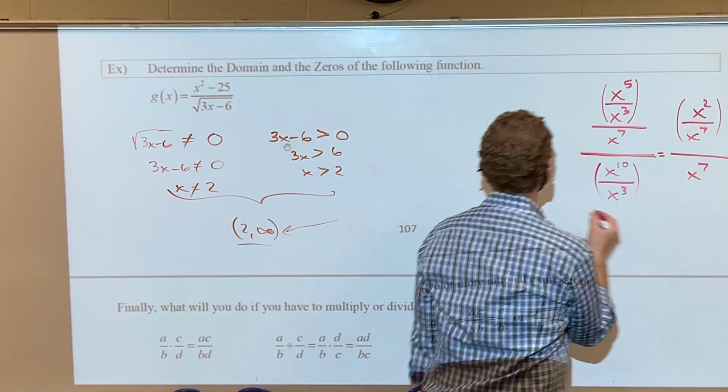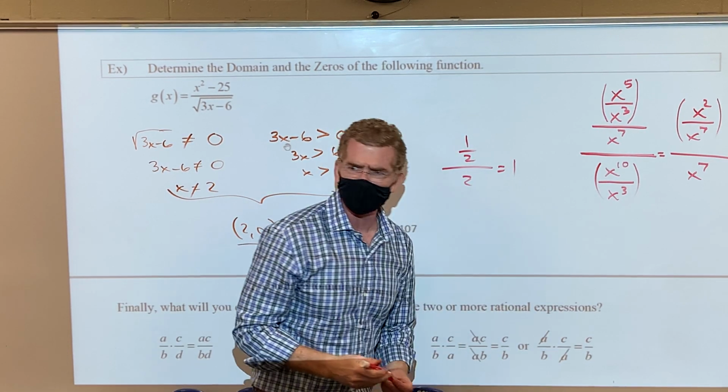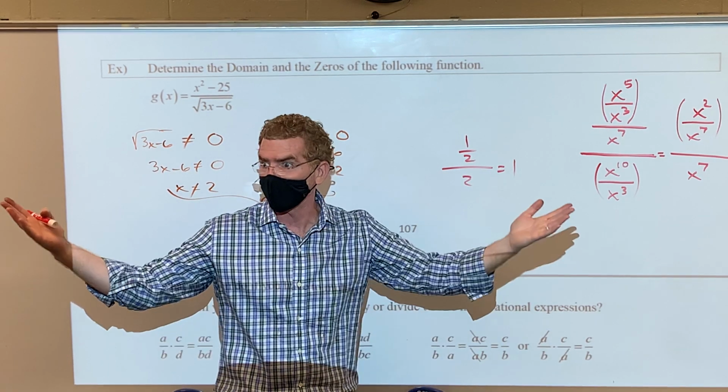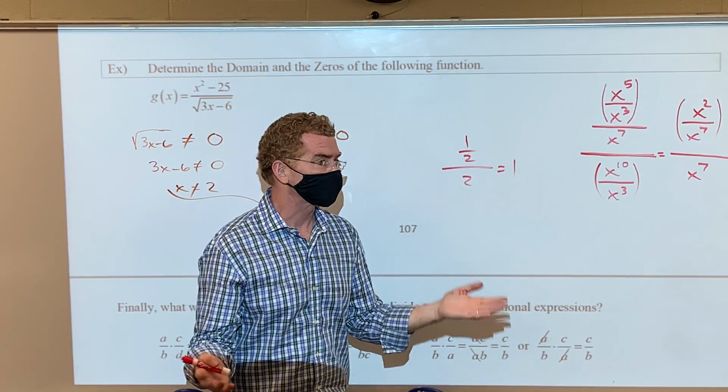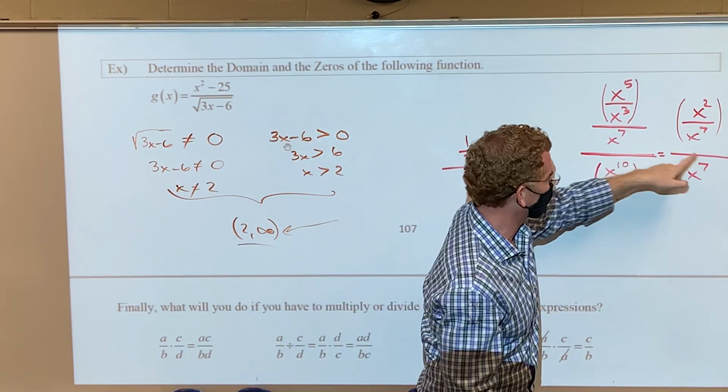It's kind of like this. People miss this all the time too. 1/2 divided by 2 is 1? Really? I have a half a pie. I divide it into 2 parts, and now I have a whole pie. That doesn't even make sense, does it? But it's very easy to do that. That is not true, and neither is that going to cancel.